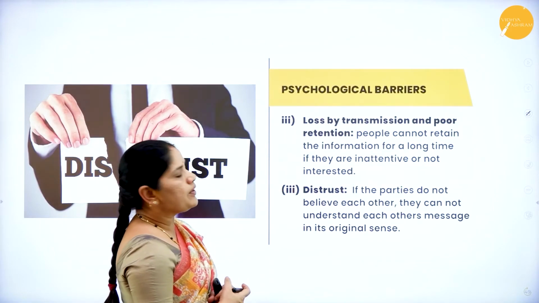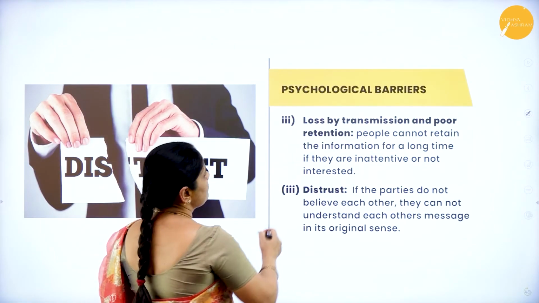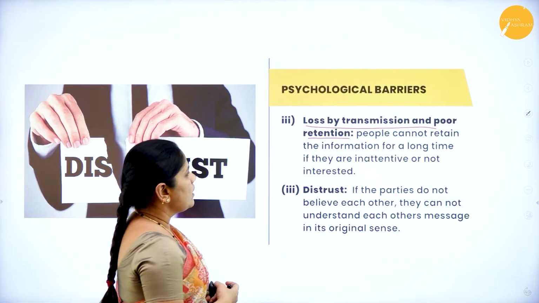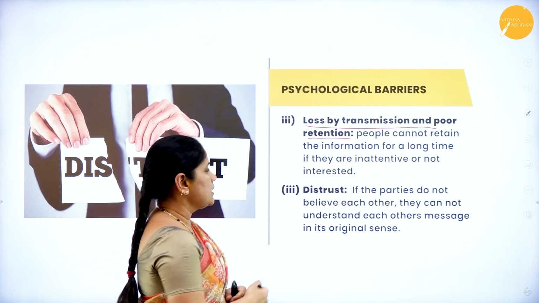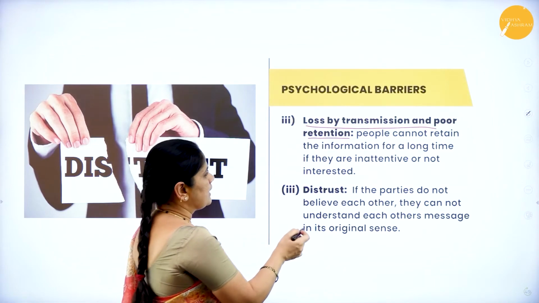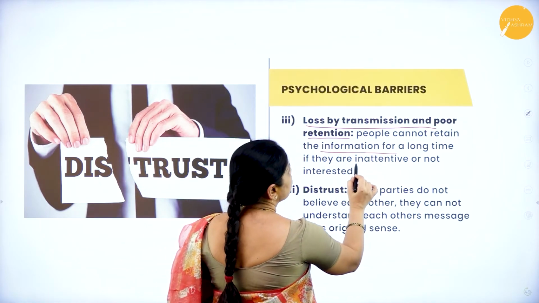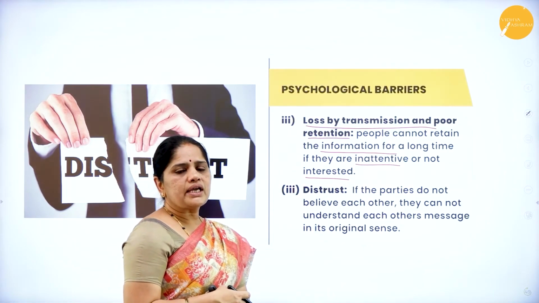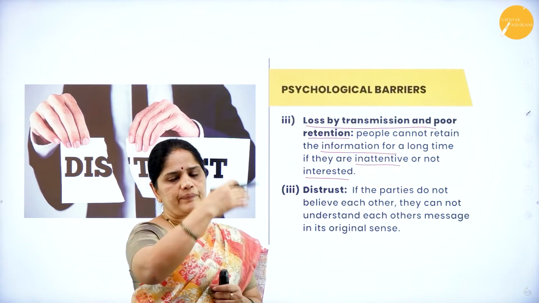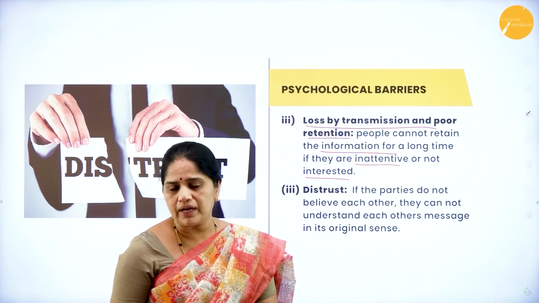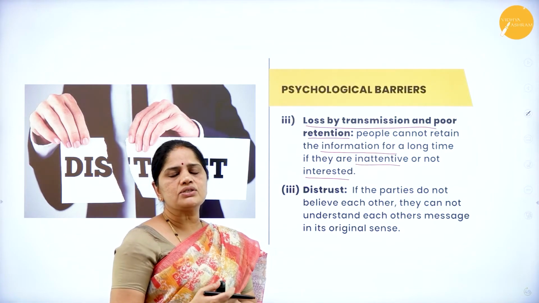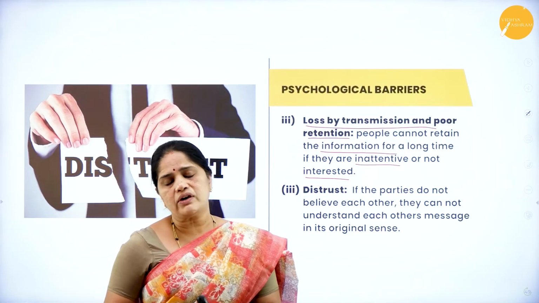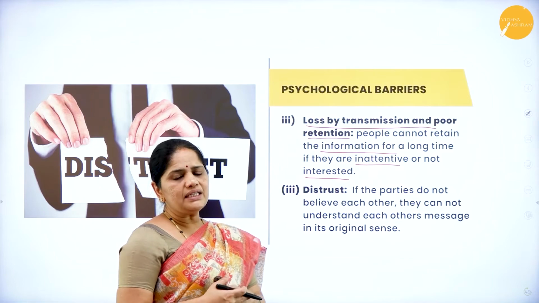Then, the next type of psychological barrier is loss by transmission and poor retention. Now, what is the meaning of loss by transmission and poor retention? People cannot retain information for a very long time if they are inattentive or not interested. As we all know, communication channels are open from the top level to the lowest levels. Whatever communication has to come will flow from the topmost levels to the various lower levels of the organization.